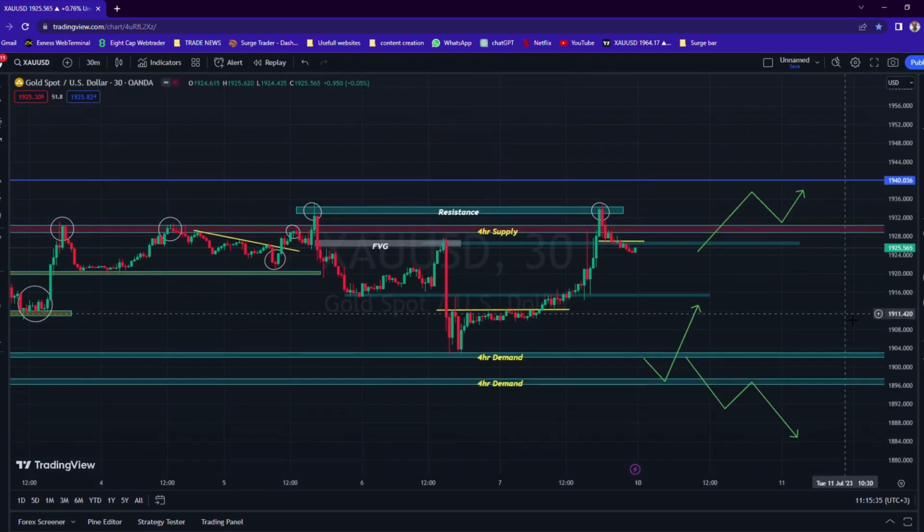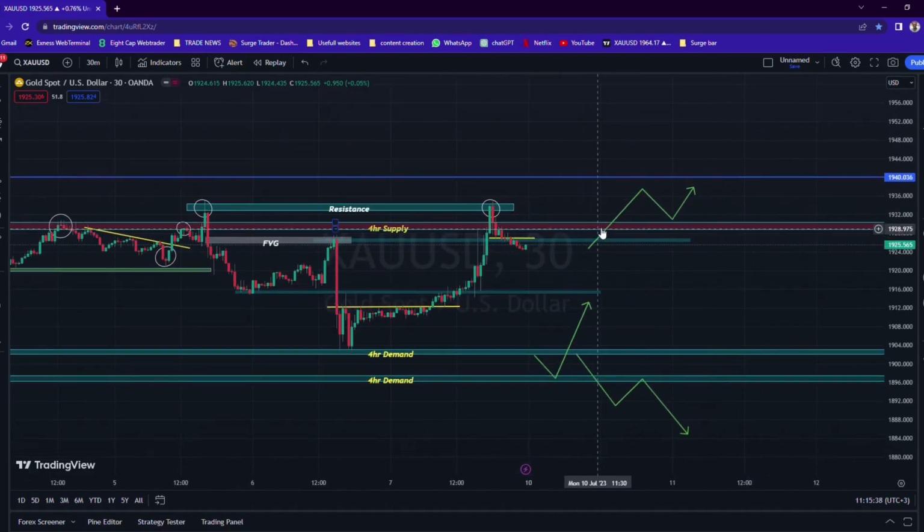We are waiting for a break of 1930 to the upside or a break of 1896 to the downside to go on the bearish side more.